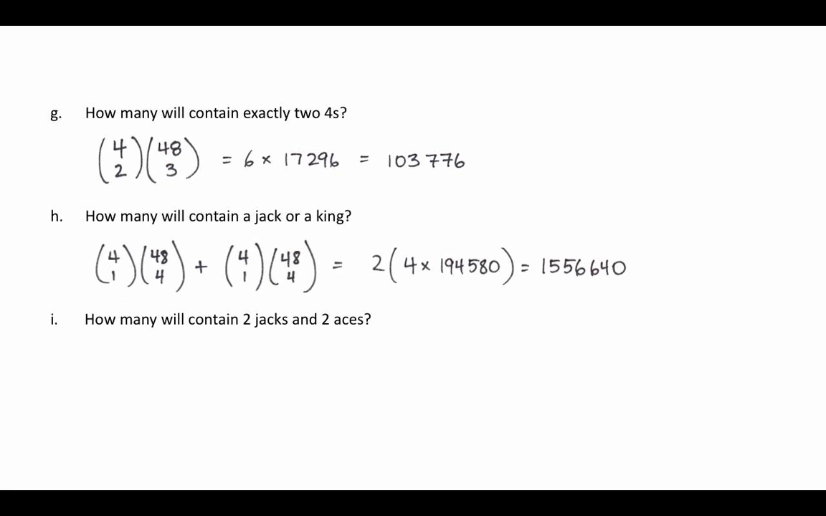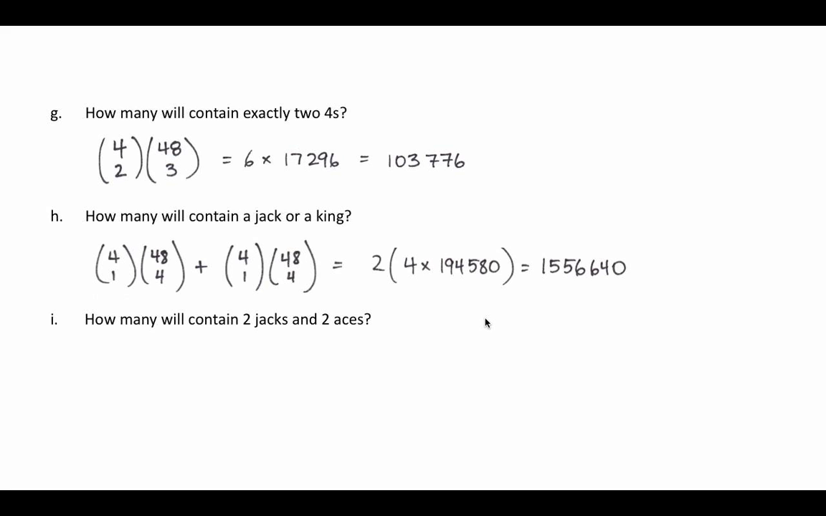And so what we get is, of course, 4 times 194,580, and we're multiplying by 2 because these are the exact same. So 1,556,640 hands with a jack or a king. How many will contain 2 jacks and 2 aces?